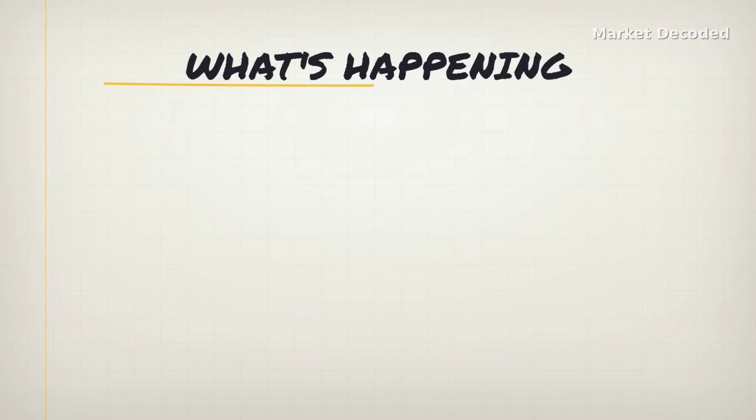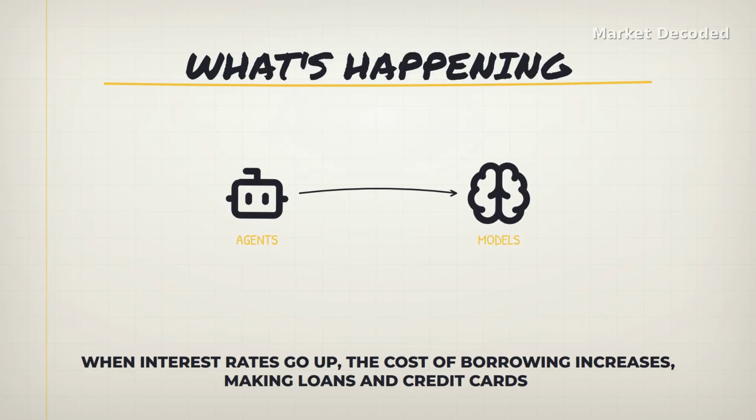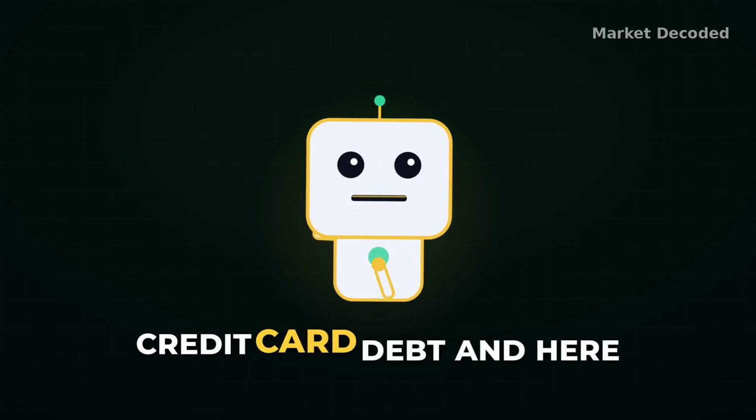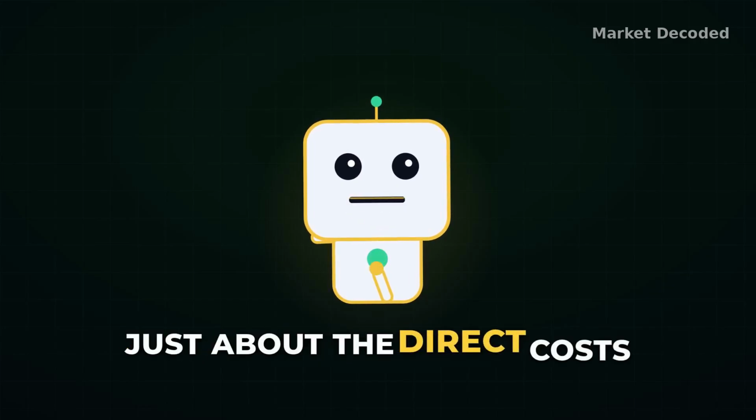Now, when interest rates go up, the cost of borrowing increases, making loans and credit cards more expensive. For consumers, this means higher monthly payments on things like mortgages, car loans, and credit card debt. And here's the surprising part. It's not just about the direct costs.